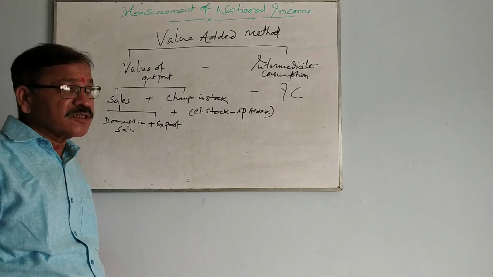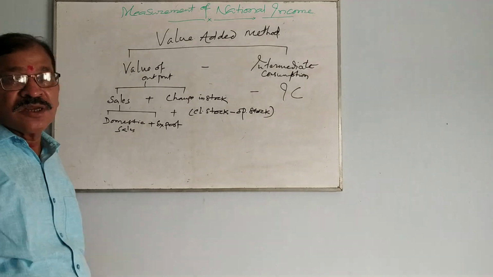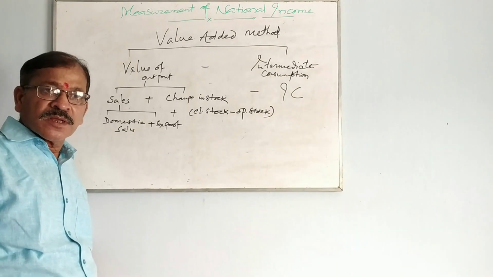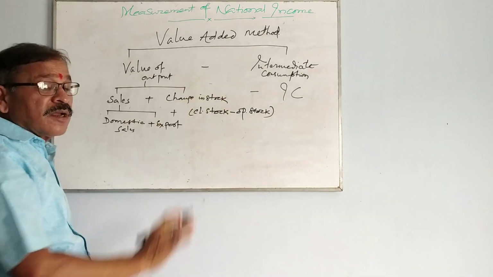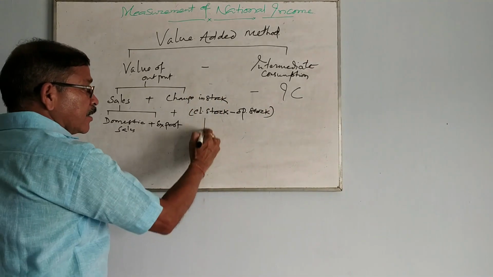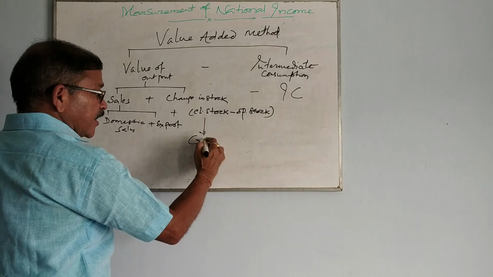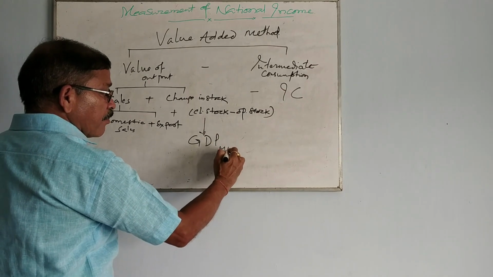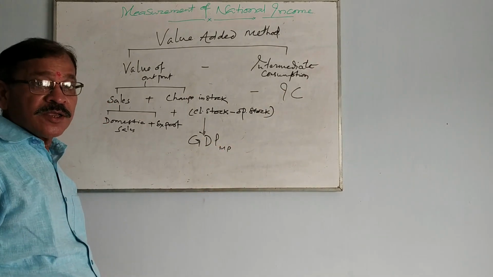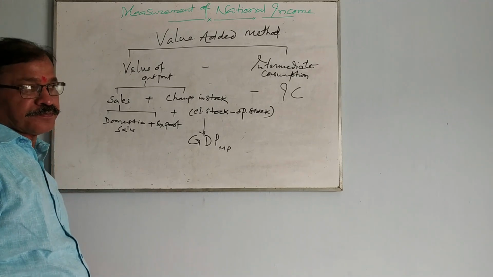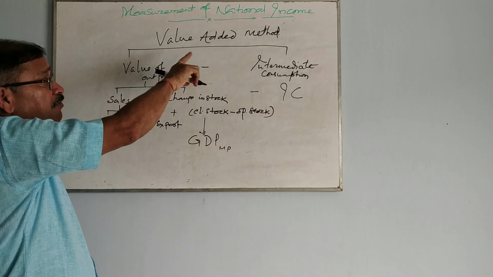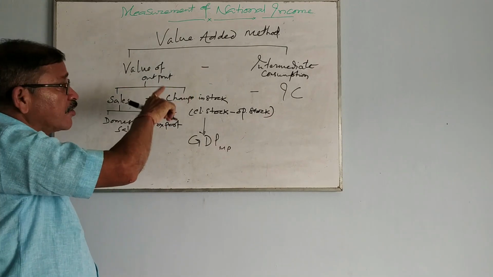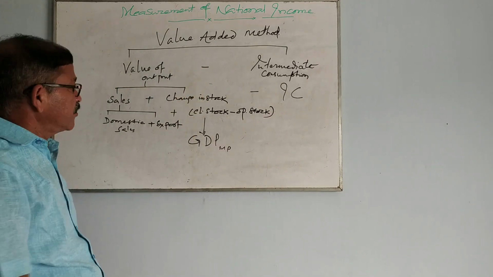Basically, what is intermediate consumption? Intermediate consumption is raw material. Simple. Think that intermediate consumption is raw material. So if you subtract, then you will get an aggregate called GDP-MP. Once again I repeat the formula. The basic formula of value added method is value of output minus intermediate consumption.